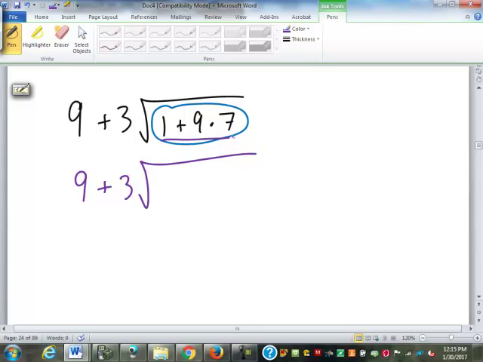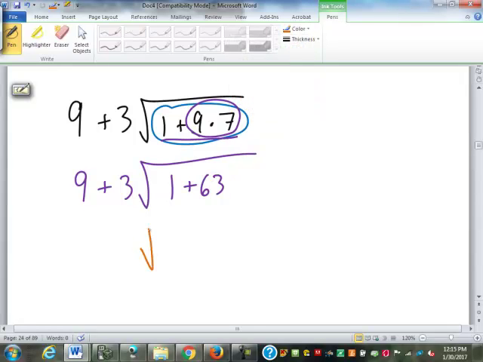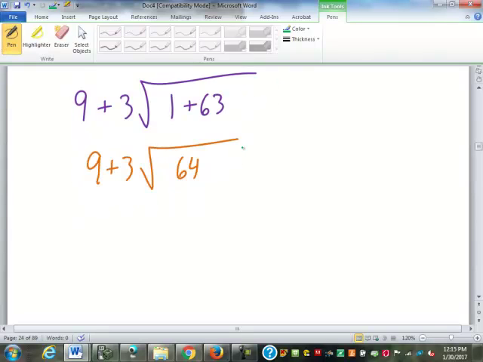What do we have to do first inside that square root? Multiply. 9 times 7 is 63. So now all that's left is the 1 plus 63, which is 64. Good. Now, just like with our parentheses, we have it down to a single number in that enclosing symbol, so we don't need the enclosing symbol anymore. The difference is, with a square root, when we take away the enclosing symbol, we actually have to perform the operation. What is the square root of 64? 8. So we take out that square root symbol, we turn that into an 8.